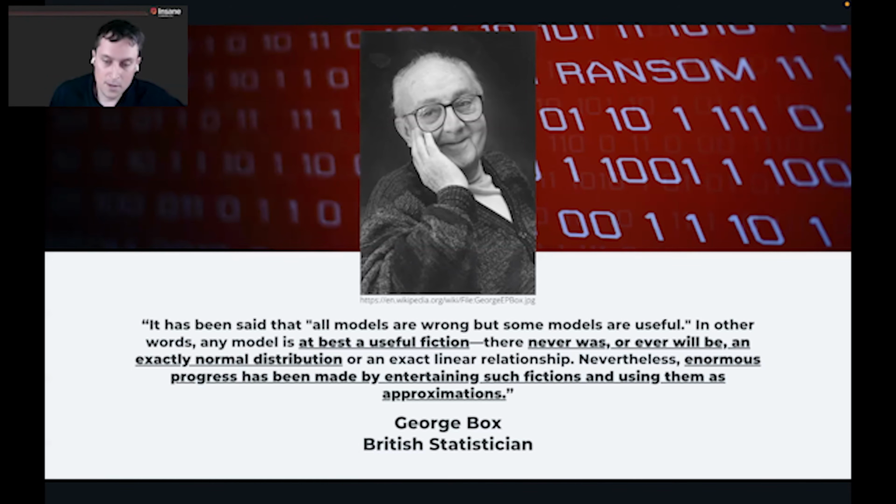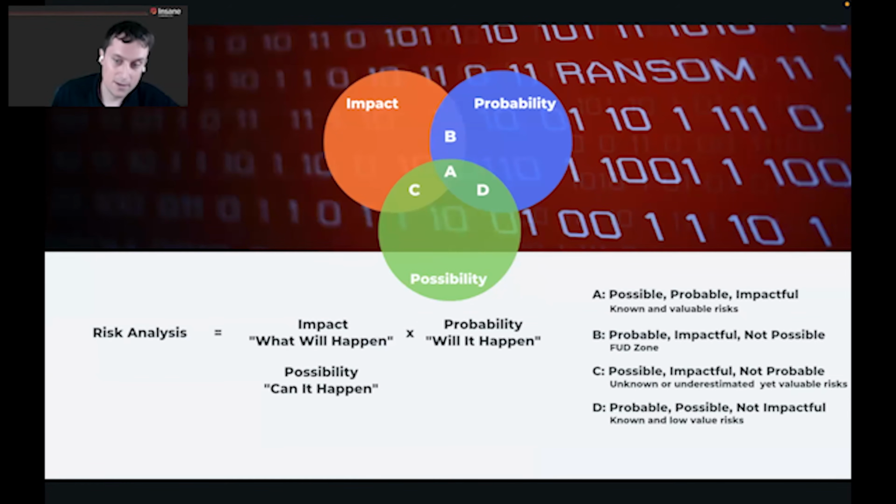Jumping straight into this, when you talk about security and when you talk about an attack, you're talking about risk. In your traditional risk equation, you have impact, that is, what will happen, and probability, the question of will it happen. The other thing we need to think of is possibility. Can it happen? MITRE ATT&CK is great because it gives us this catalog of different techniques and things to think of as we do this risk equation.